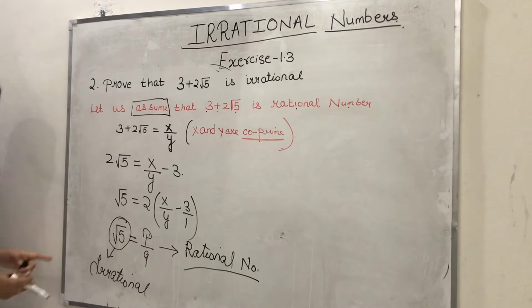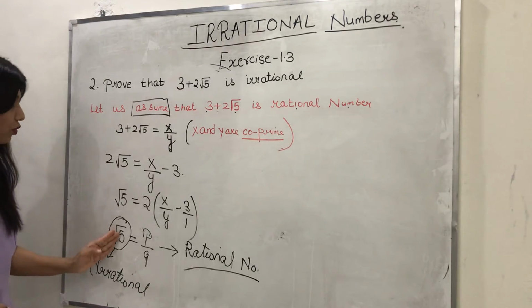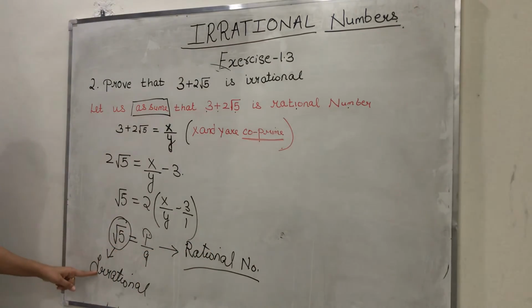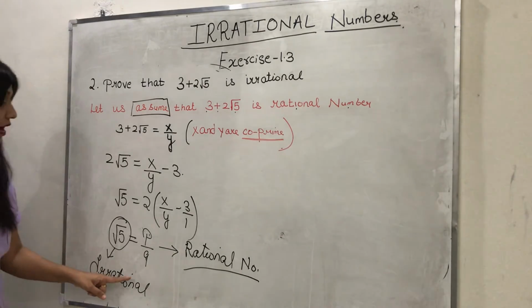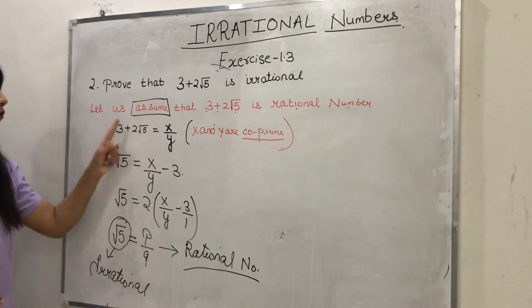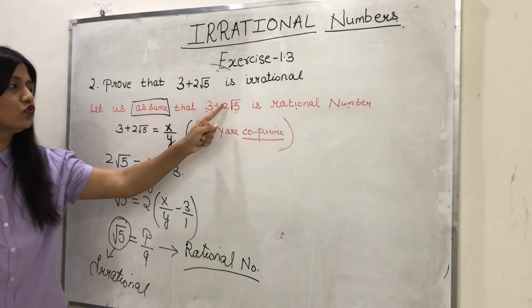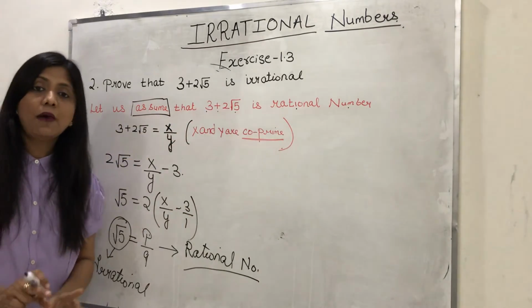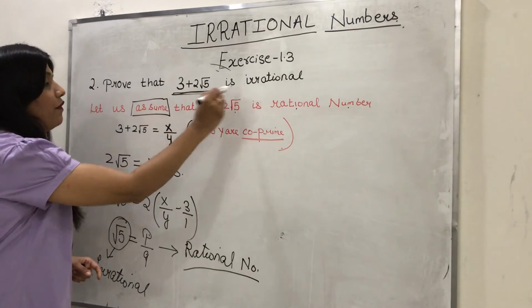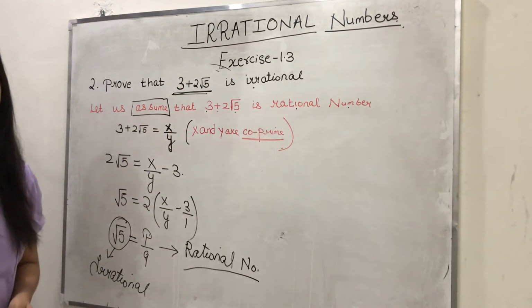But what I am getting is that root 5 is a rational number. But actually I know that it is irrational. So this is contradicting my statement. So my assumption is wrong. What I have assumed, that 3 plus 2 root 5 is rational, is wrong. So it means 3 plus 2 root 5 is an irrational number.